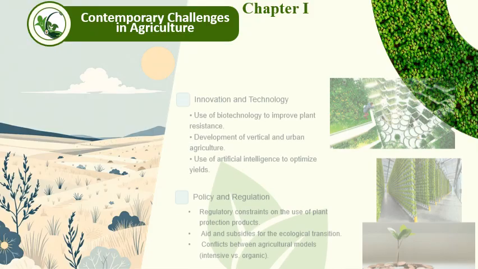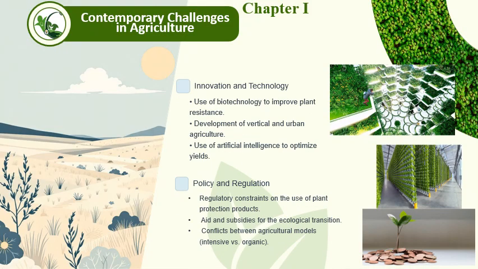Now let's look at another important challenge facing modern agriculture. Technology can help agriculture become more efficient and sustainable through biotechnology, artificial intelligence, and new production systems. But these innovations are not enough by themselves because farmers may face high costs, limited access, or lack of training. That is why supportive policies and clear regulation are necessary to guide innovation and ensure a sustainable agricultural future.